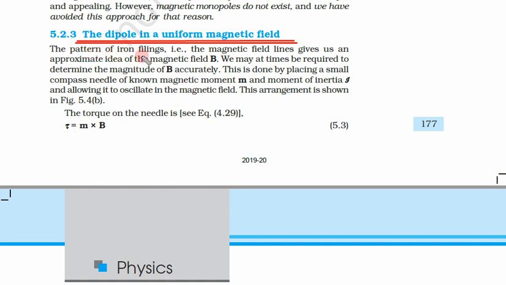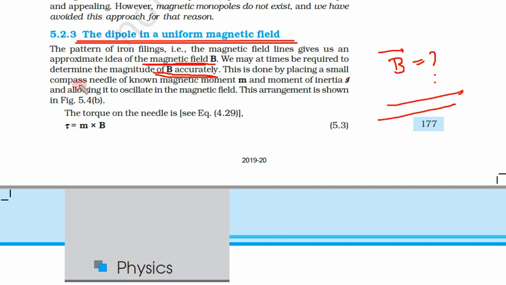The pattern of iron filings that we have seen, that is the magnetic field lines, gives us an approximate idea of the magnetic field. We may at times be required to determine the magnitude of B accurately. So the question is, how can we determine this B accurately in an experiment? Suppose we are doing some experiment, how can we determine this magnetic field?